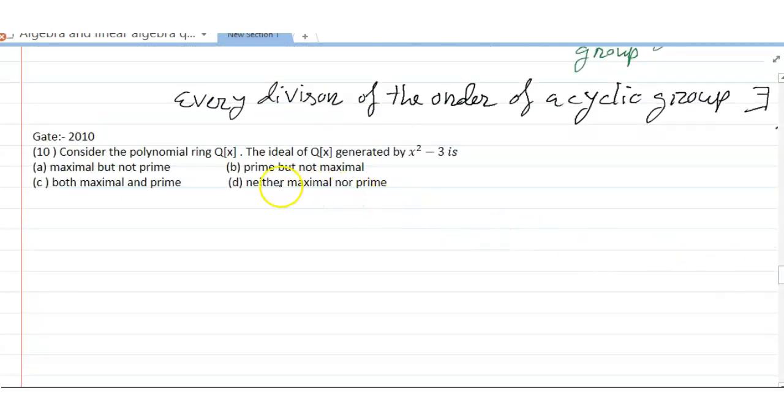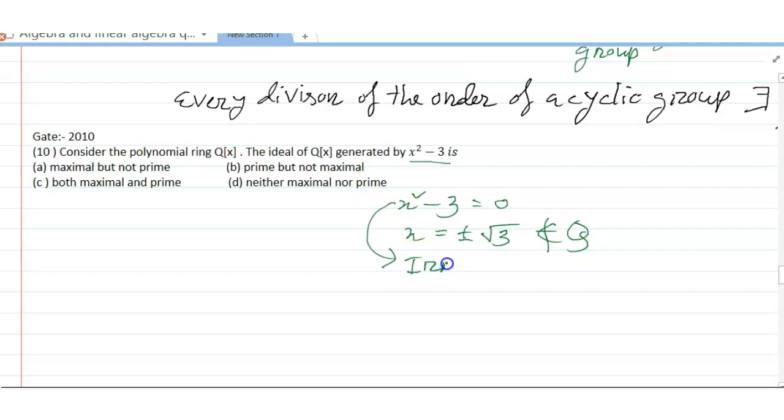Next problem: consider the polynomial ring Q[x] and the ideal generated by x square minus 3. Is it maximal but not prime, prime but not maximal, both maximal and prime, or neither maximal nor prime? So friends, x square minus 3 equals 0 gives x equal to plus minus root 3, which does not belong to Q. So this is an irreducible polynomial, friends.